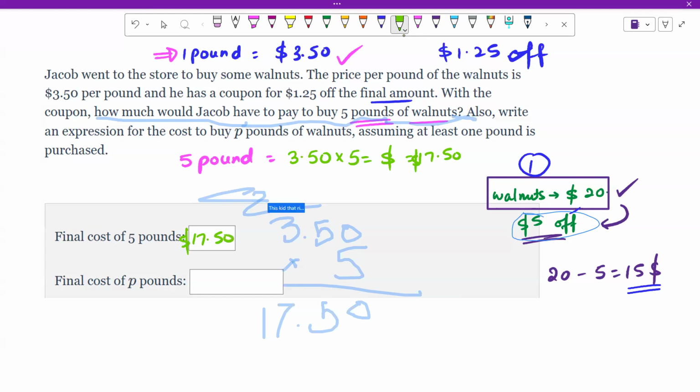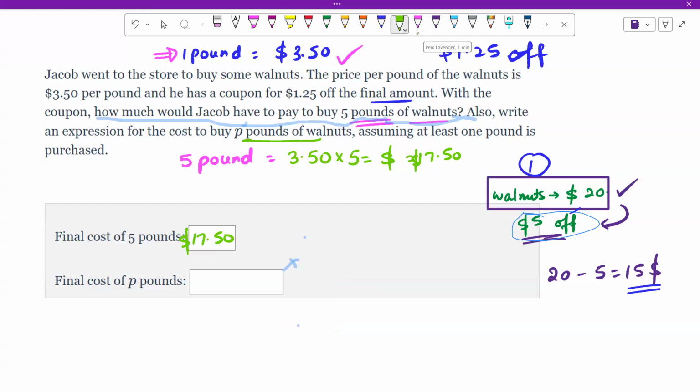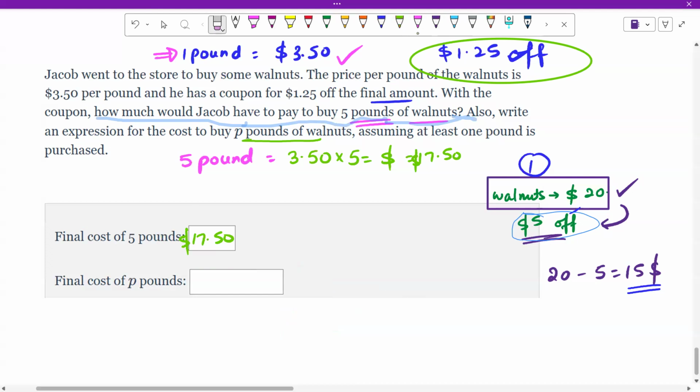Now they are asking, this was for 5 pounds. Also write an expression for the cost to buy p pounds of walnuts. Assuming at least, wait, there is just one more thing. This is the cost of 5 pounds, but then where has the coupon gone? They are saying on the final amount, that is, this is the final amount, they are giving $1.25 off. What does it mean? Minus 1.25.